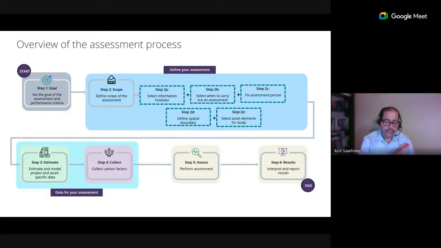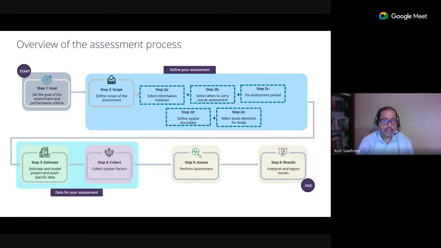Then you have to set up the assessment period. You saw in the examples that I gave 30 years. In the UK, the assessment period for buildings is 60 years, and for infrastructure, it is 120 years. Step 2D, you're going to define the spatial boundary. So you basically will define what is included and what's excluded in your assessment.